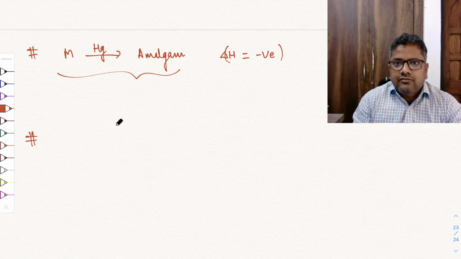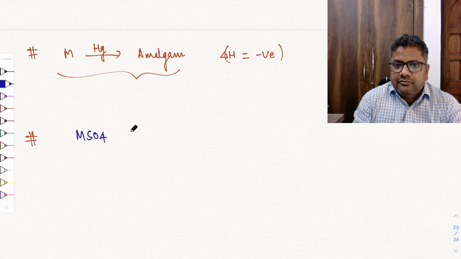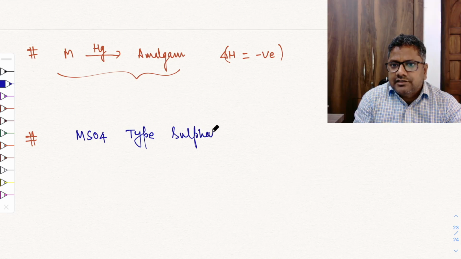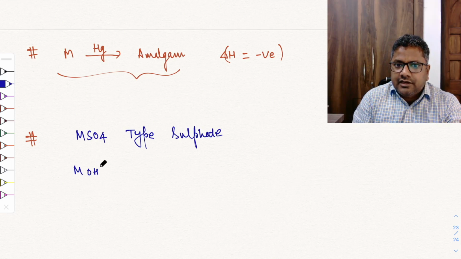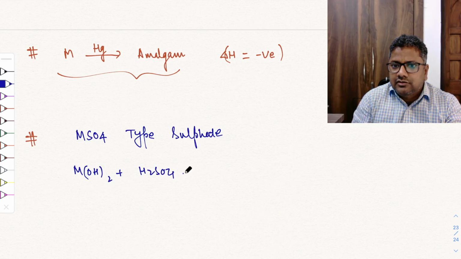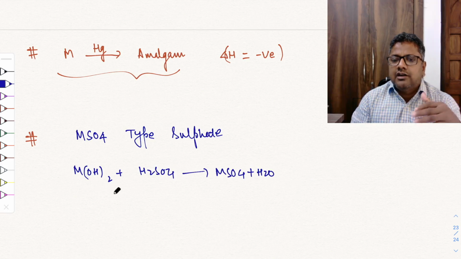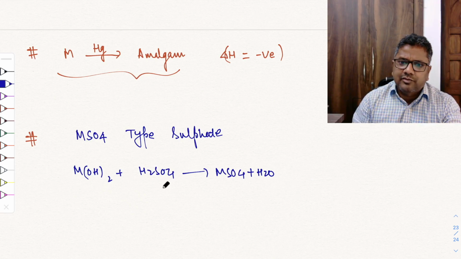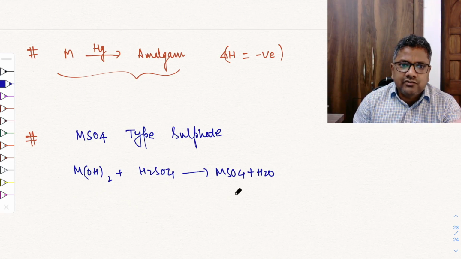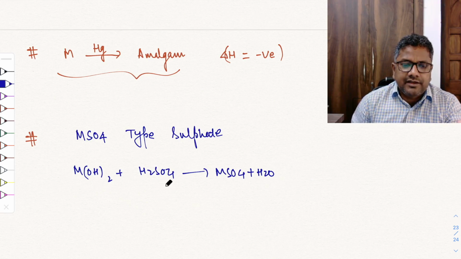Now the next property is that all form metal sulfate of MSO4 type, and the simple method you can use is hydroxide. If you take hydroxide and treat with H2SO4, you will get MSO4 plus H2O, or you can take carbonate, or you can take oxide, and you can prepare these sulfates. So there is no issue of preparation of sulfate, right?